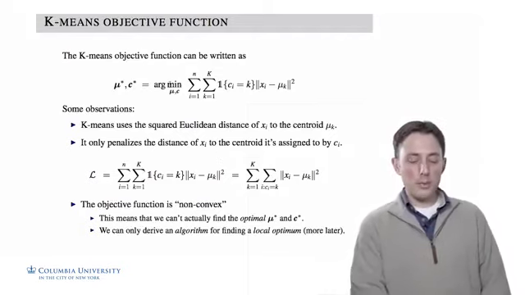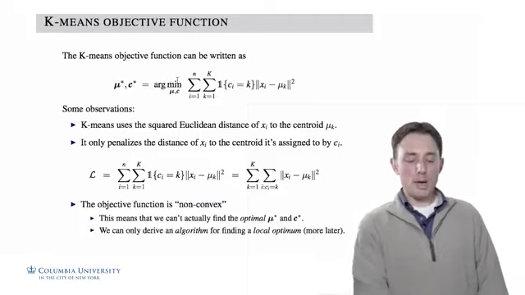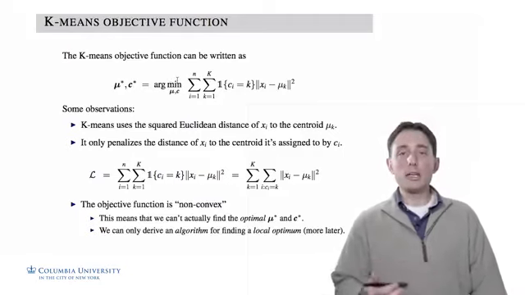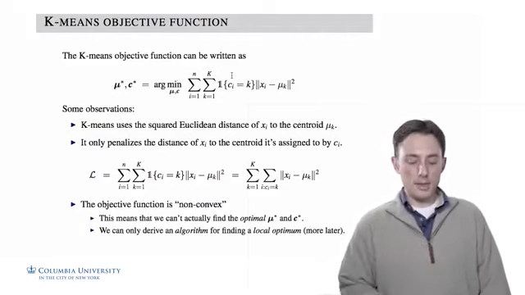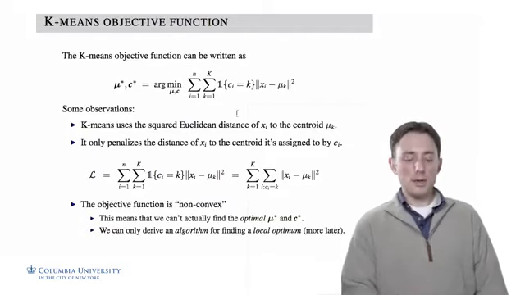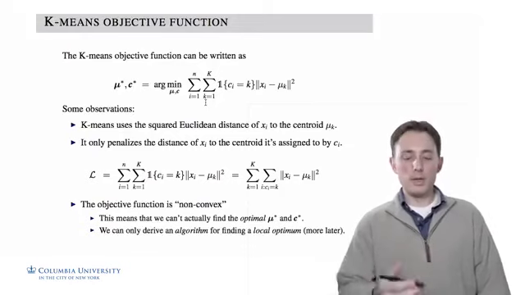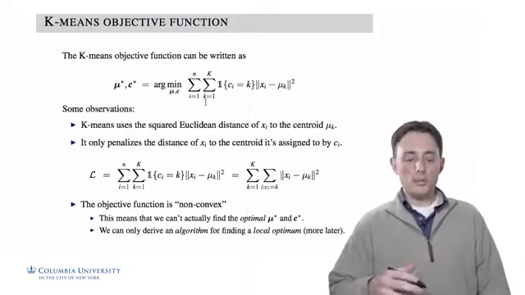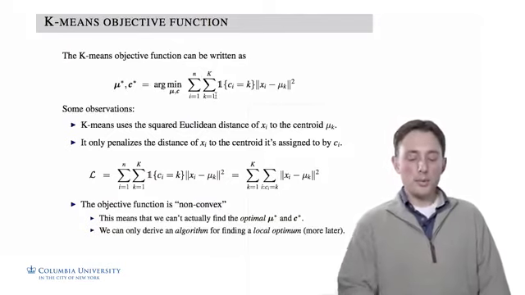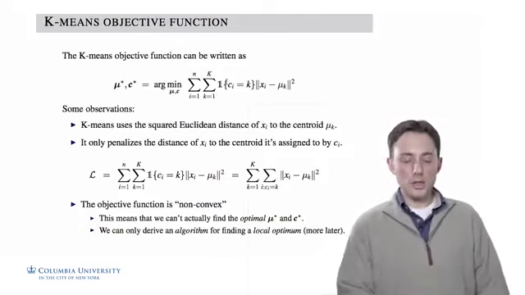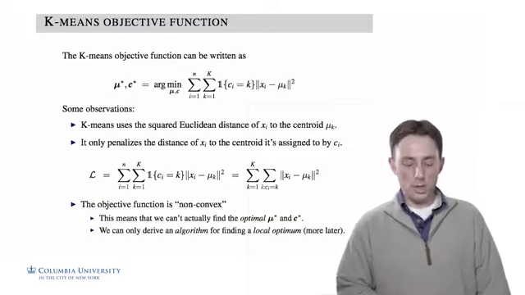What this means is that we can say we want to find the optimal values for c and mu that minimize this, but we can't actually do it. We can only derive an algorithm to minimize this locally, meaning we can't take the derivative of this thing and find the perfect values for mu and c, but we can derive an algorithm that is going to continually improve this objective function and continually minimize it until it converges to a local minimum.